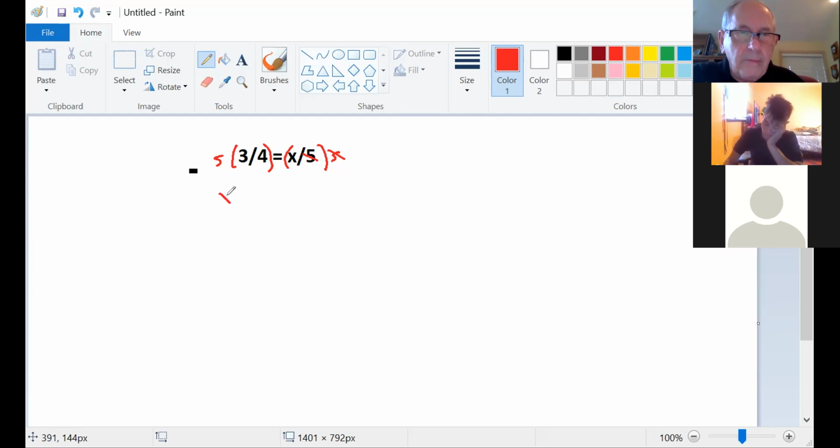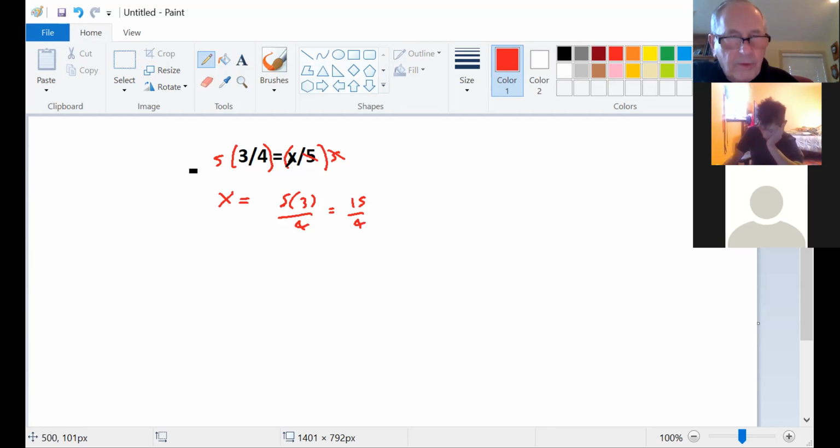So now I'm going to flip with the x on the other side. And it becomes 5 times 3 divided by 4. Right? And this becomes 15 over 4. Does that make sense? All I'm doing is getting x by itself on one side.